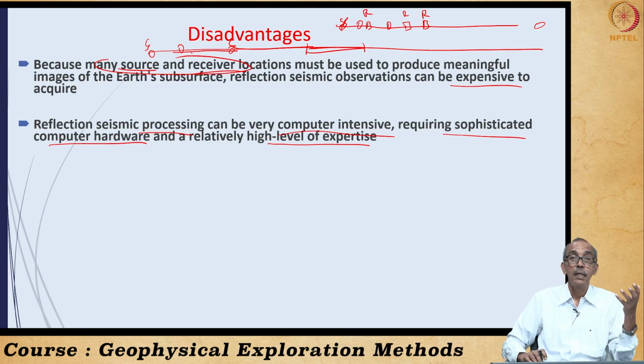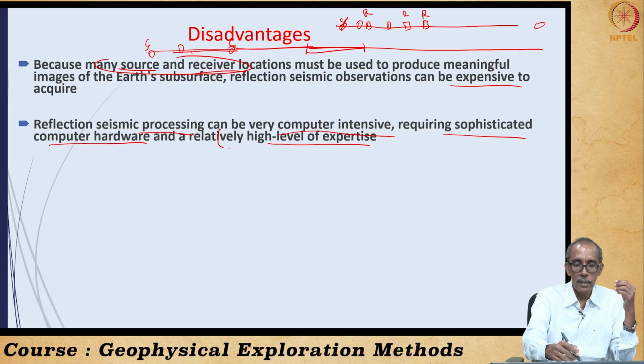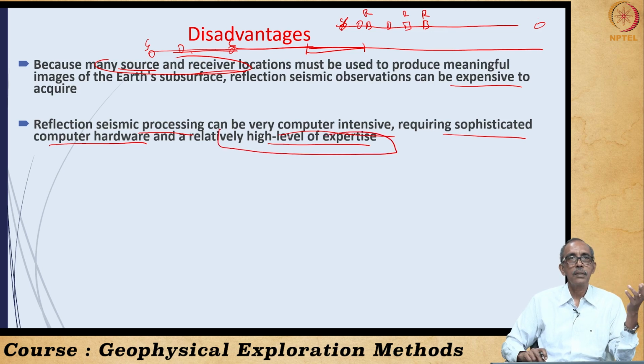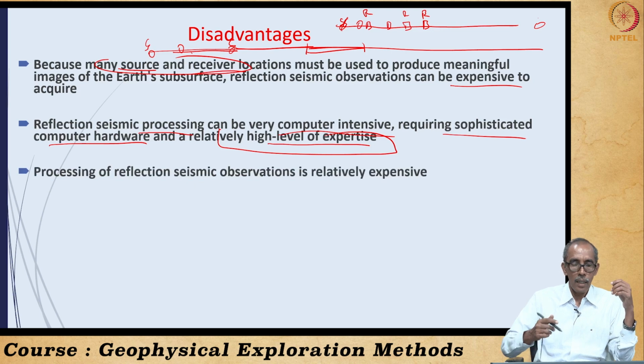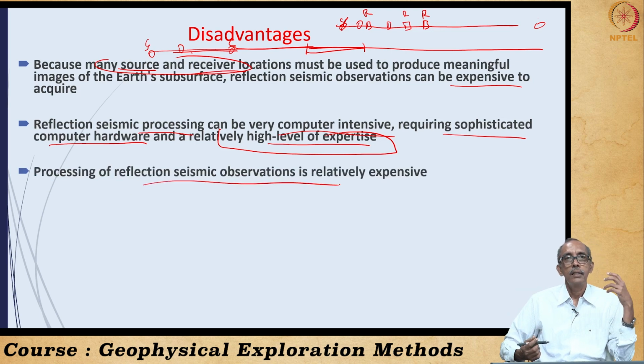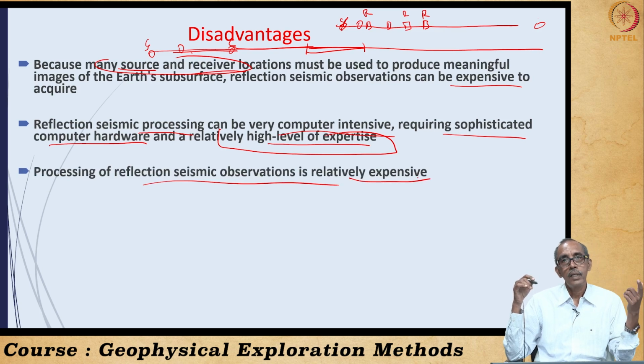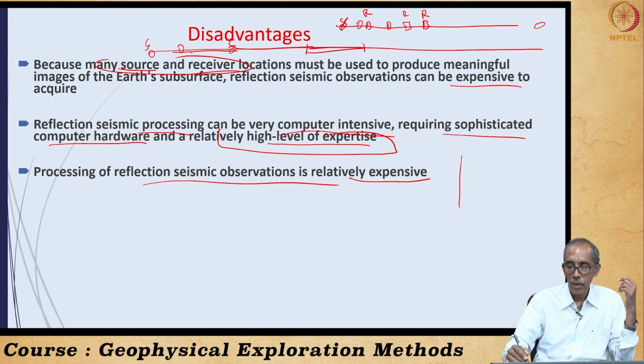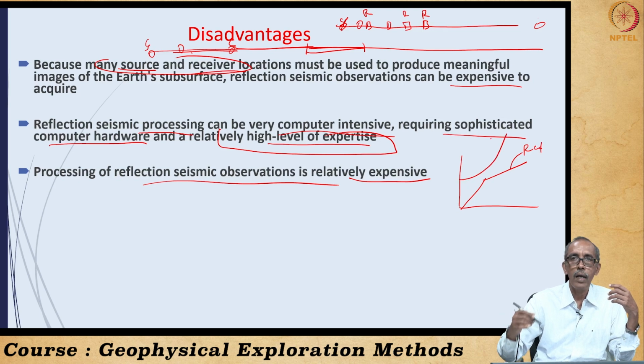To process that huge amount of data, we obviously need sophisticated hardware as well as software as well as experts, right. These are all some other disadvantages, right. And that is why processing of seismic reflection data is expensive. You can recollect in refraction, we just plotted the time of first arrivals. This is the direct wave, time of first arrivals, this is the refracted data. So, processing this is a little bit easy, whereas reflection is in the form of a hyperbola.